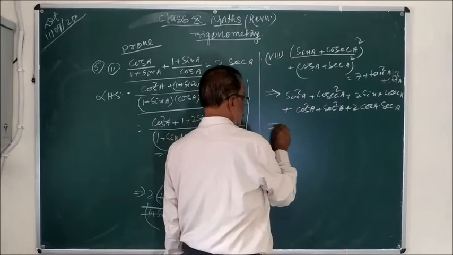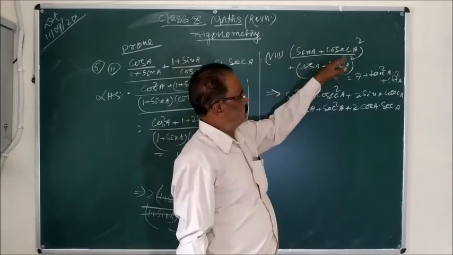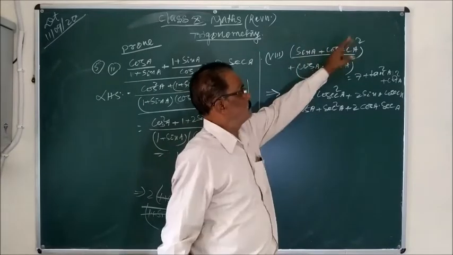Now what have we done? We have broken these two by using the algebraic identity A plus B whole square.